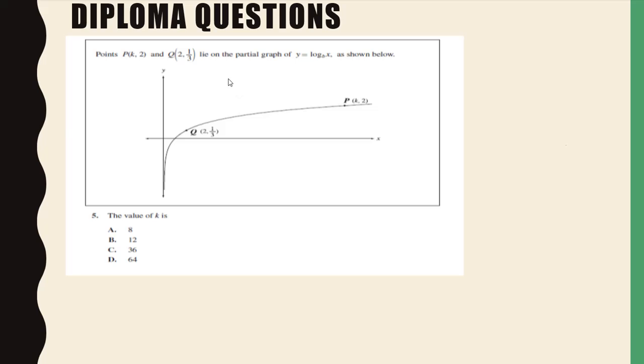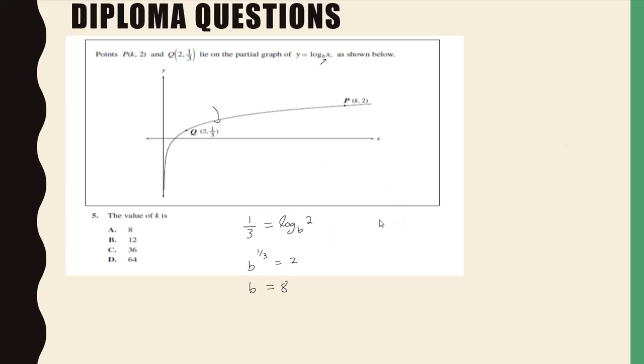So points P (k, 2) and Q (2, 1/3) lie on the partial graph of y equals log base b of x as shown below. So the value of k is. The first thing we've got to do is figure out what our base is in this case. That's going to come from this first point that we're given. We know both the x and the y there. So we can say our y value is 1/3 when we have log base b, and our x value is 2. Well, I can turn that into exponential form. It's going to be b to the power of 1/3 equals 2. We're going to cube both sides, and we find that b is equal to 8.